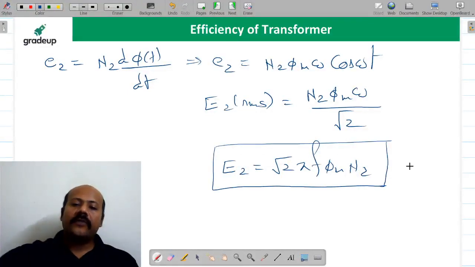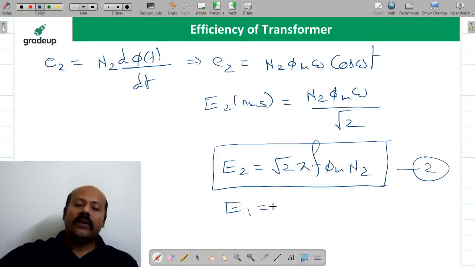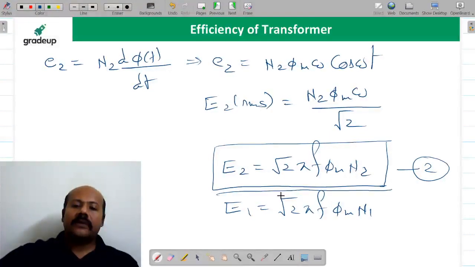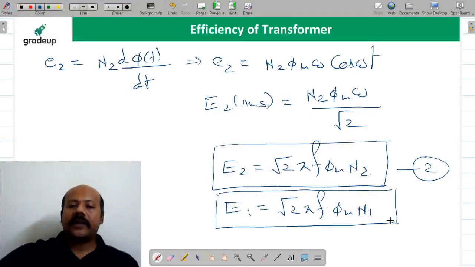Is it clear to all of you? Say this is equation number 2. What was equation number 1? Equation number 1 was E1 is equal to root 2 pi f phi m N1. This was the EMF induced at the primary side.